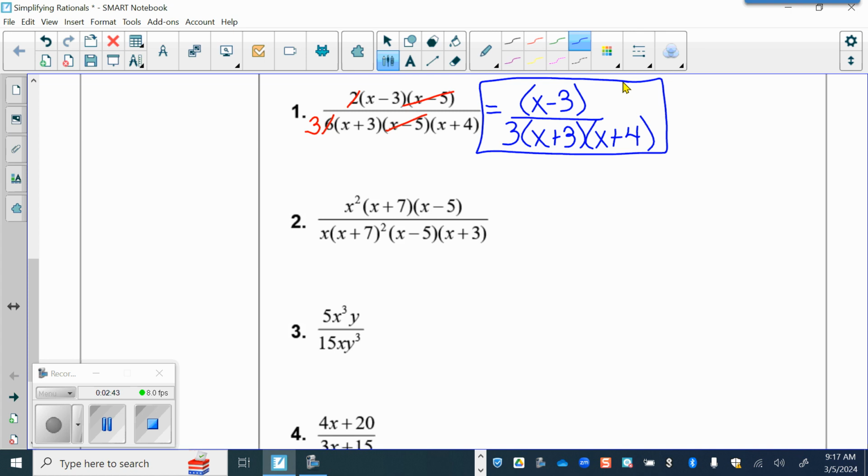Let's take a look at number 2. In number 2, we have a GCF of x squared and x. So x goes into x one time, and x goes into x squared one time. I have 1x remaining. I've got an x plus 7 and 2 x plus 7s on the bottom, so I'm going to take 1 out. I have an x minus 5 and an x minus 5. So this leaves me with x on top, x plus 7, and x plus 3 on the bottom.